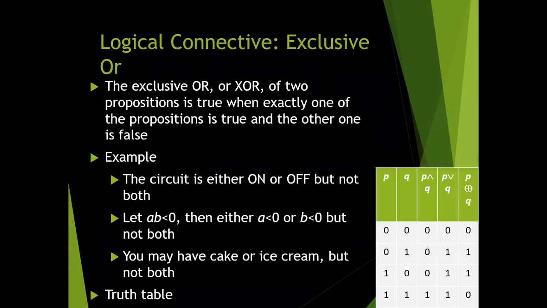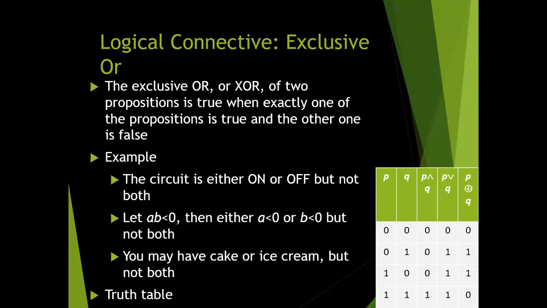Now the next connective is the exclusive OR. This is just an extended form of the OR. It is true when either P is true or Q is true, not both. If both of the two propositions P and Q are true, or both are false, then the exclusive OR will be false. If one and only one of the two is true, then the output of the exclusive OR will be true.